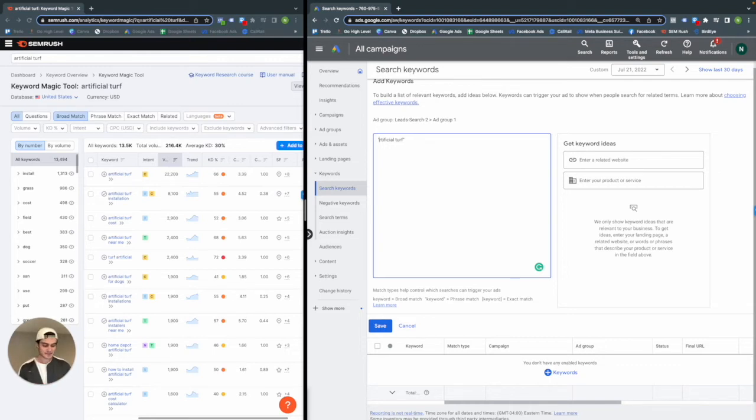And then exact match is exactly as it sounds. We have artificial turf within brackets, and that lets Google know that you only want to show up for searches that are exactly what you put in, right? If I incorporate these brackets, I'll never show up for any other term besides artificial turf. As a quick refresher, let's get into how we do our keyword research and add them into our Google Ads campaign.